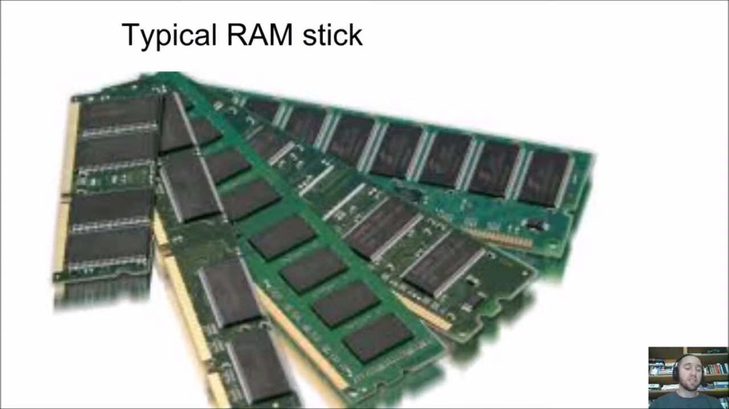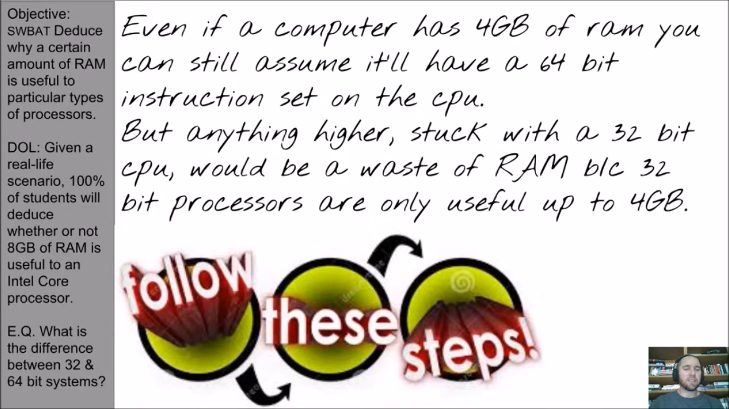So here are some sticks of RAM. This is just some of the many shapes and sizes that RAM can come in. Okay, so let's get into the numbers now. Even if a computer has 4 gigabytes of RAM, you can still assume it'll have a 64-bit instruction set on the chip. But anything higher, stuck with a 32-bit CPU, would be a waste of RAM because 32-bit processors are only useful up to 4 gigabytes.